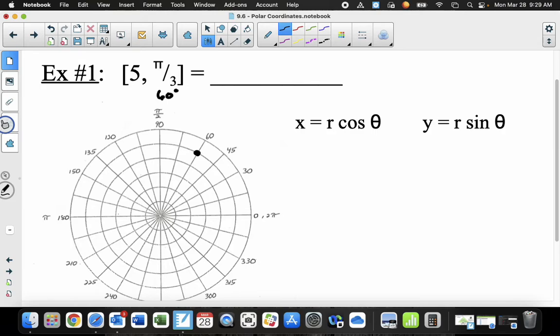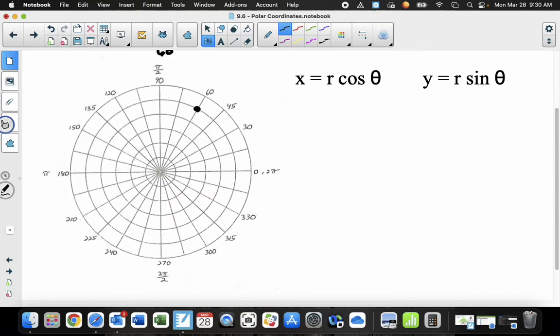Now the question is, what's the corresponding x value and y value if this was a rectangular grid instead? That's where our equations come into play. But like I said, we already know r and theta, so let's plug them in. So x equals our radius, 5, times the cosine of pi over 3, or 60 degrees if you want, that's fine.